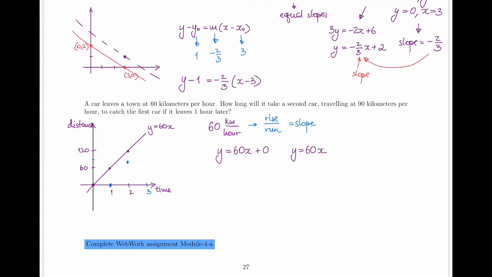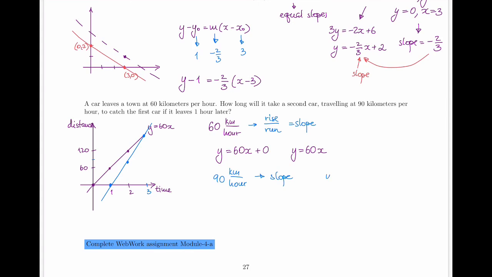Now I know 180 is divisible by 60, so I actually have a suspicion that these two lines will cross here. But okay, let's come up with the equation of this line that corresponds to the second car. So I know that it's traveling at 90 kilometers per hour, which means that this is going to be the slope of my second car. And I also know a couple of points on the line. In particular, for example, I know where it starts off.